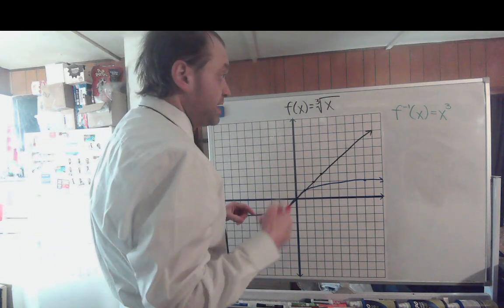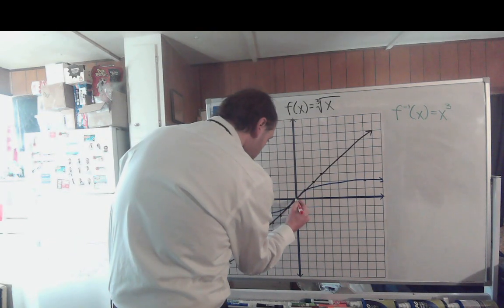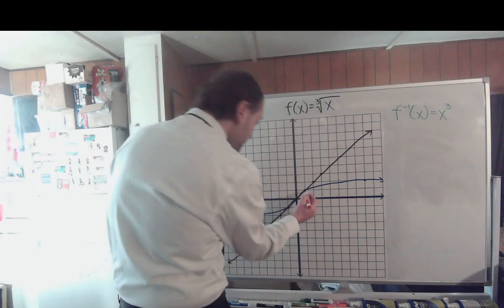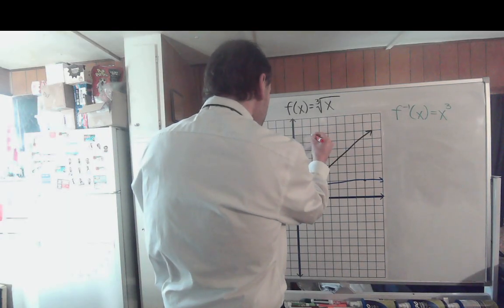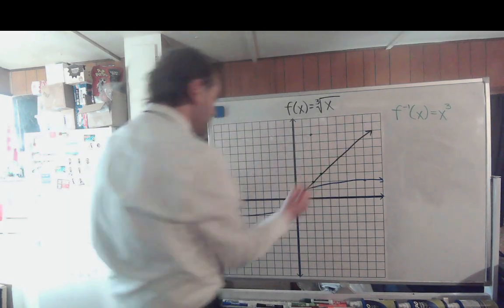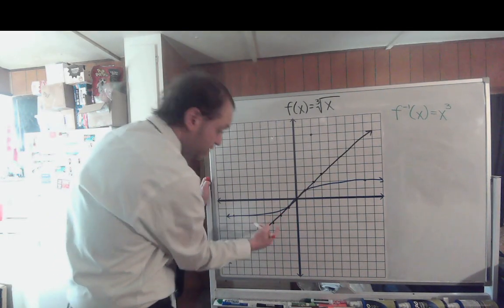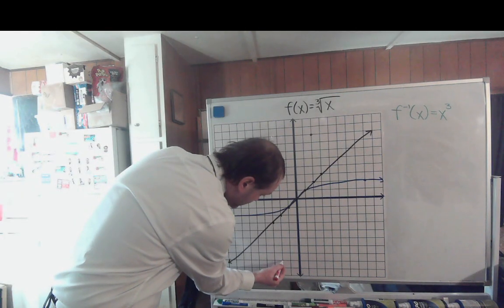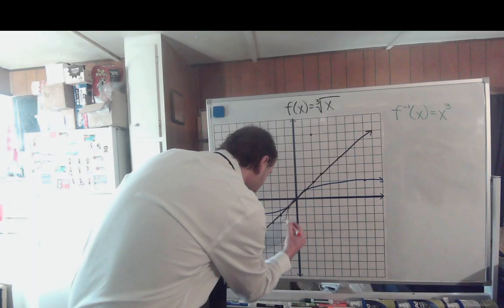So the x to the third power, well, 0 to the third is still 0, right? What's 1 to the third? Well, that's also 1. Now what's 2 to the third? That's going to be 8. Now what's negative 1 to the third? That's negative 1. Negative 2 to the third is going to be all the way down to negative 8. So let's go ahead and graph this.